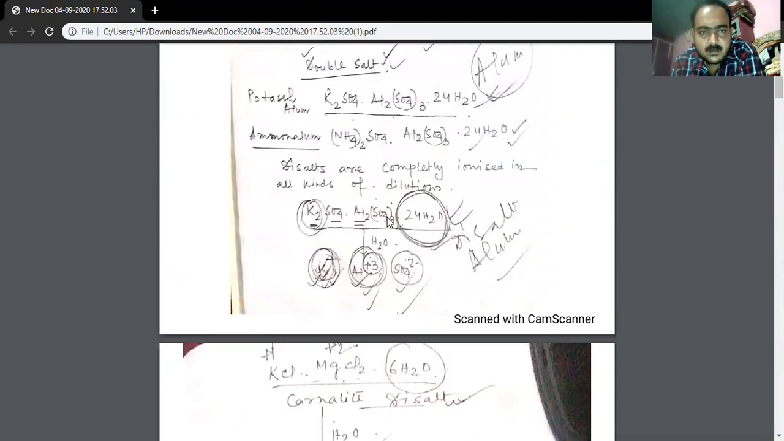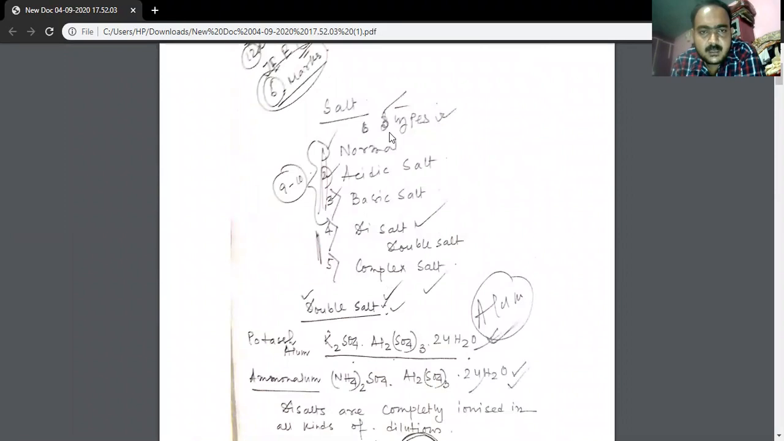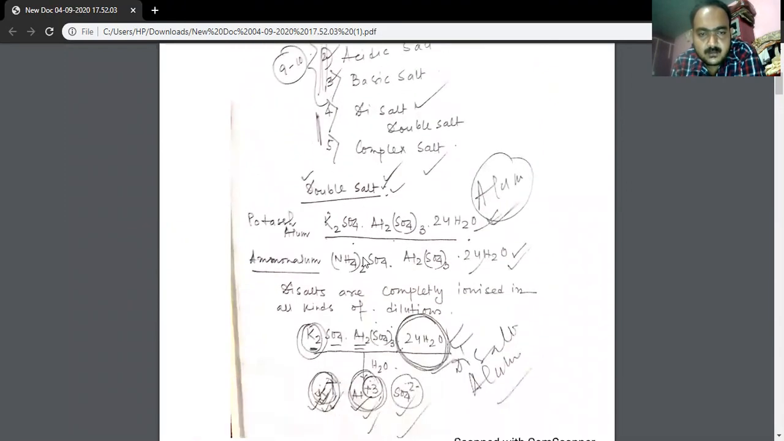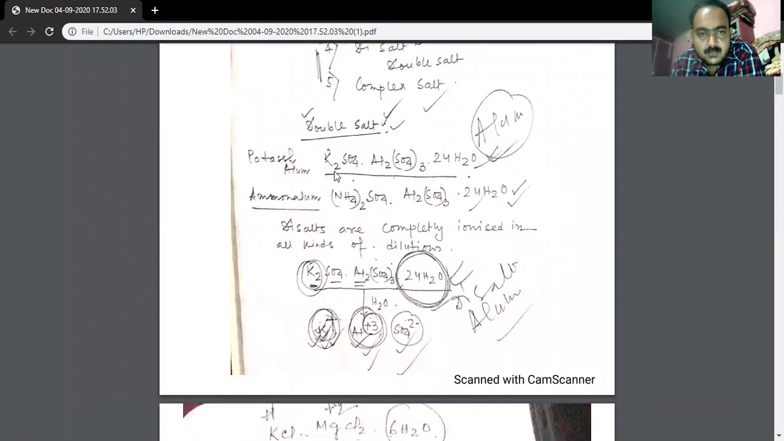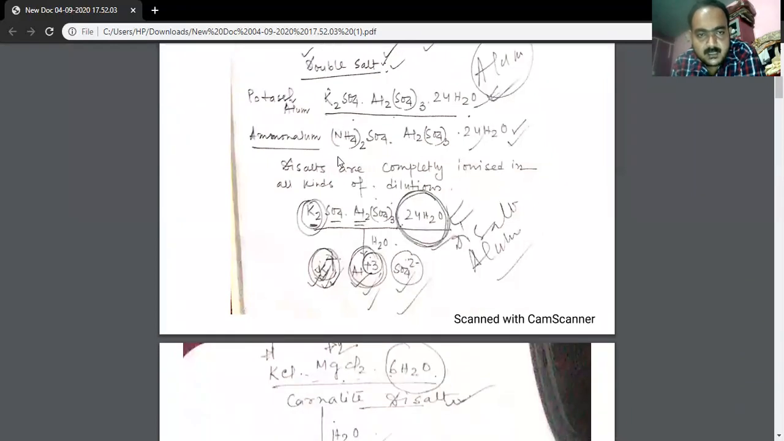So what we have done here, we have seen that salts are of five types: normal salt, acidic salt, basic salt, double salt, and complex salt. A double salt is also called a di-salt. As an example of a double salt, we can see K2SO4.Al2(SO4)3.24H2O, that is the alum, also called potash alum. Ammonium alum is (NH4)2SO4.Al2(SO4)3.24H2O.